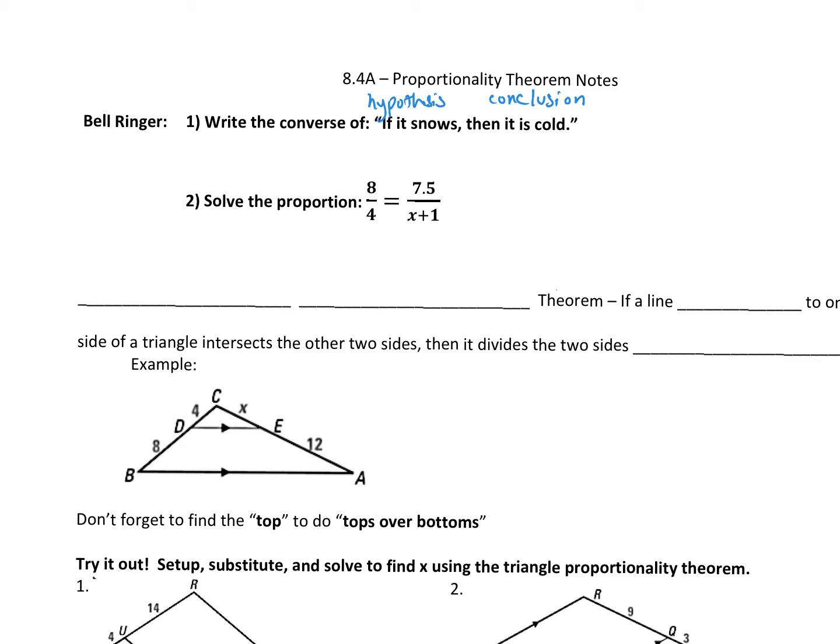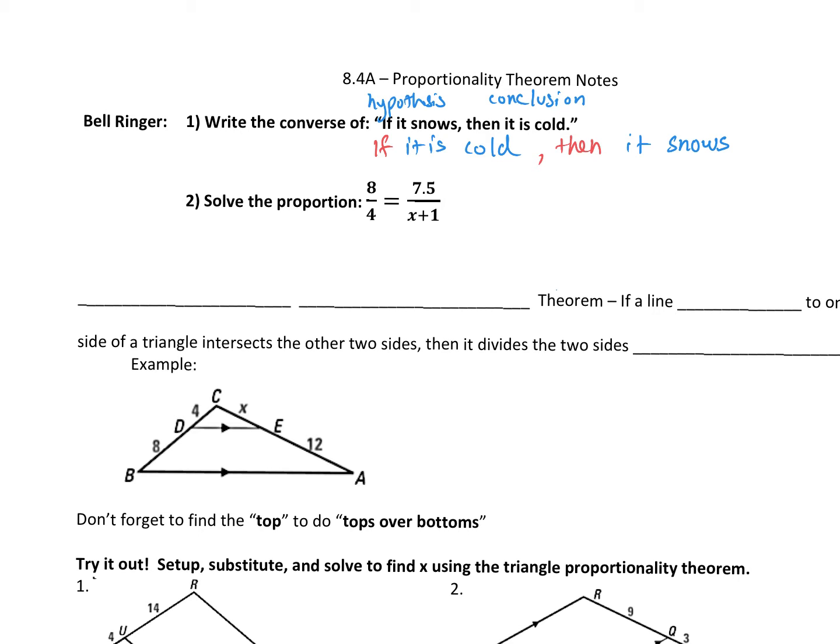So the converse, our hypothesis and our conclusion are switched. We keep the if and we keep the then in the same places, and we just switch the other parts. So now, if it is cold, then it snows. So that is the converse of anything.